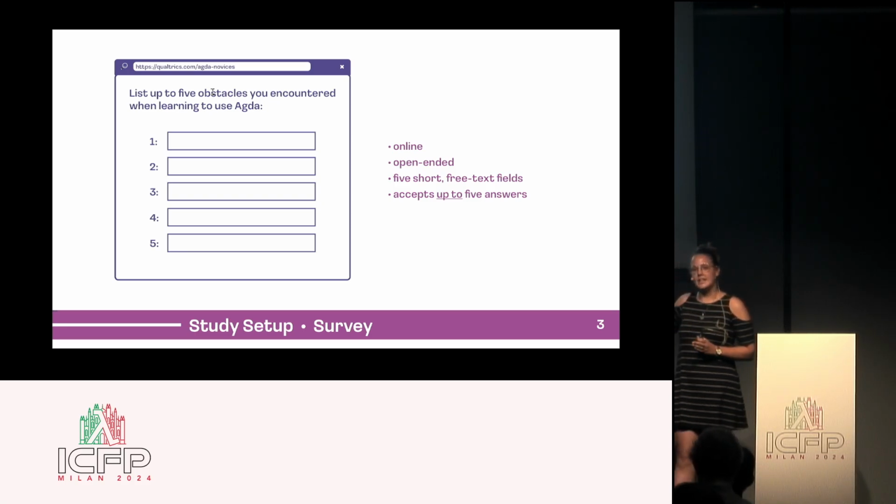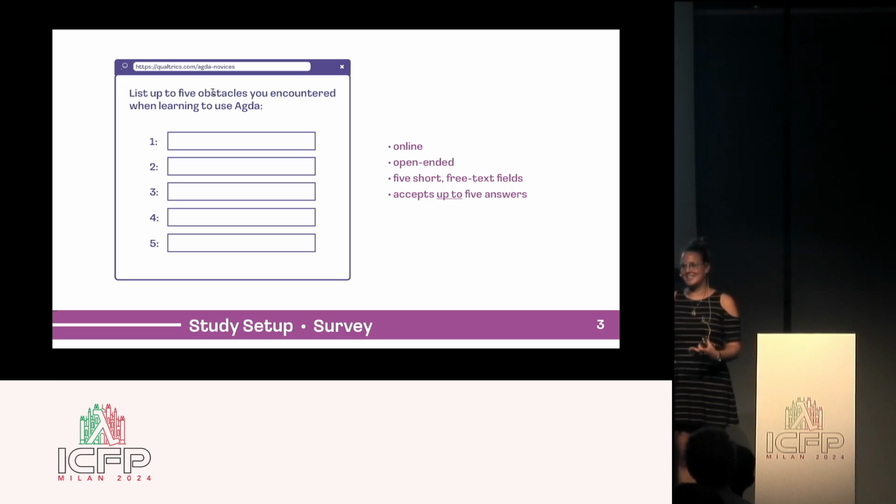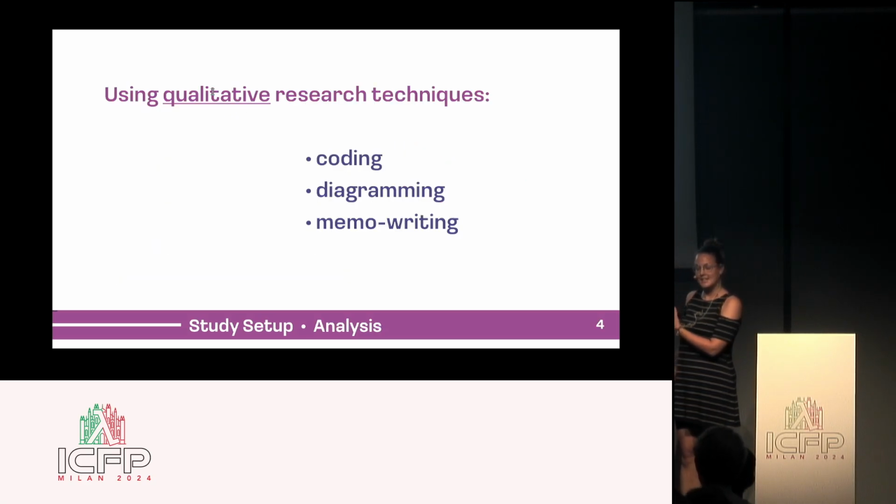So we kept it at open-ended questions because we didn't want to give them examples and see what they react to. We really wanted to hear from them what the obstacles were that they faced. So you can see that these are free text fields. So I had to use qualitative research techniques to be able to analyze this data.